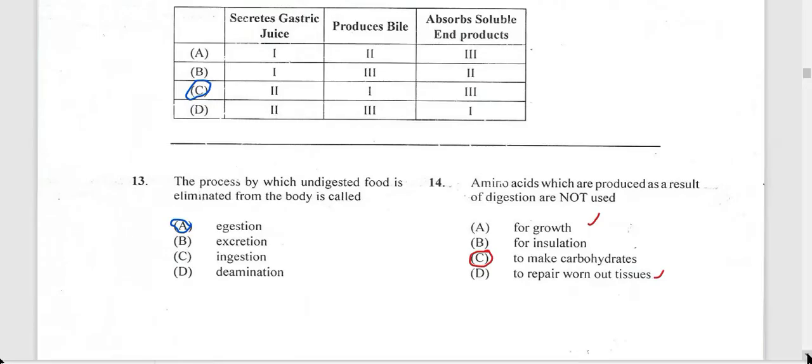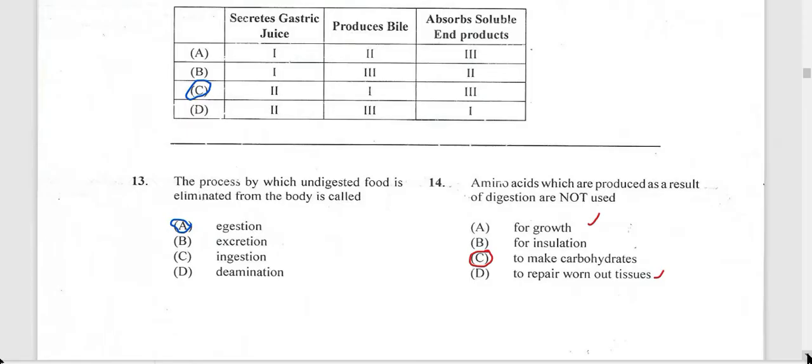13. The process by which undigested food is eliminated from the body is called egestion. Of course, we're looking at feces here. This is a repeated question. It's undigested food, and it is eliminated from the body by the process of egestion, not excretion. For excretion, it would have had to go through metabolic waste, and this has not. So 13 is going to be A.